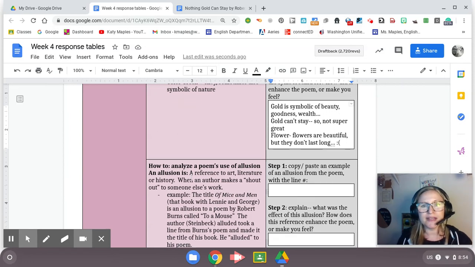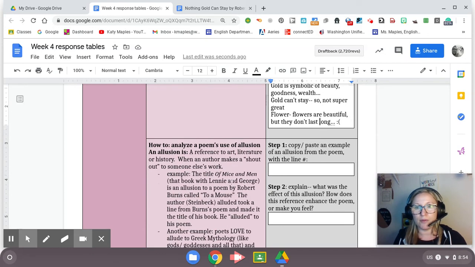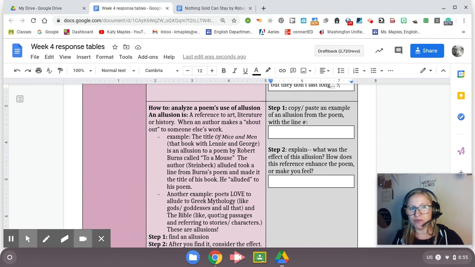Okay. Next is allusion. And allusion, not illusion, like a, ooh, I thought I saw something, but I didn't. An allusion is a reference to art, literature, or history that a poet does. It's like a shout out to what someone else has written or something else that's happened. So like Of Mice and Men, that book you read freshman year, Of Mice and Men comes from the poem To a Mouse. Steinbeck took a line out of a poem and put it as his title. He was alluding to someone else's poem, okay? Poets love to allude to Greek mythology or the Bible. Whenever they do a shout out to Greek mythology or the Bible, that's an allusion, okay?